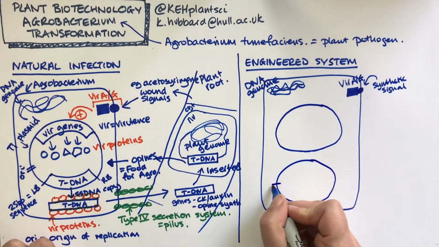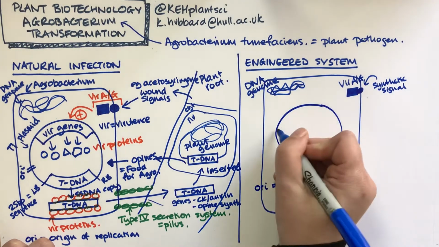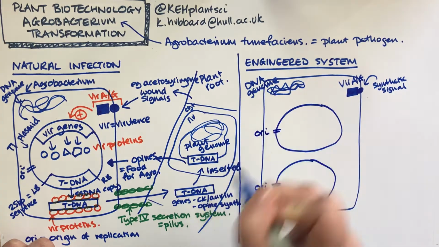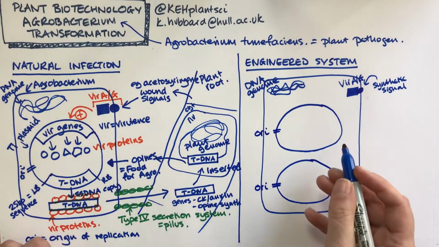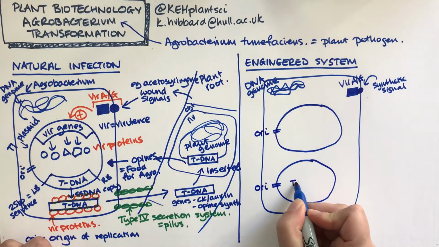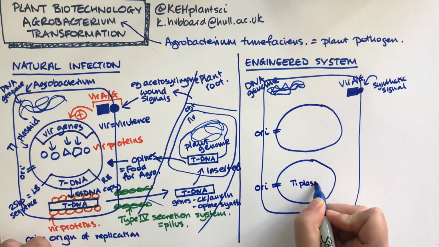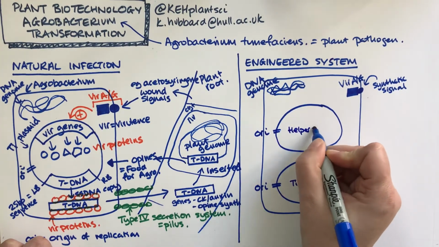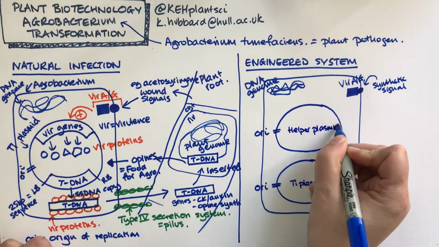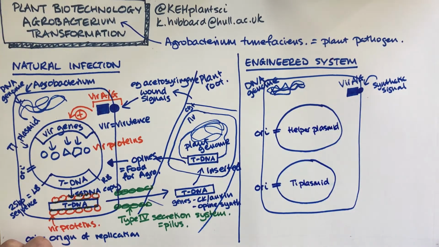So both plasmids will need an ORI, otherwise they won't be able to get replicated. Okay, but we've now got two plasmids, so we've got one that we still call the Ti plasmid, and we've got one that we now call the helper plasmid. So having two small plasmids is easier to work with than one big plasmid. Okay.